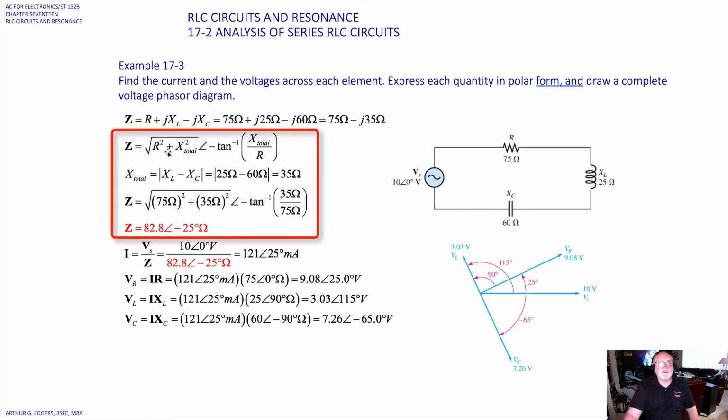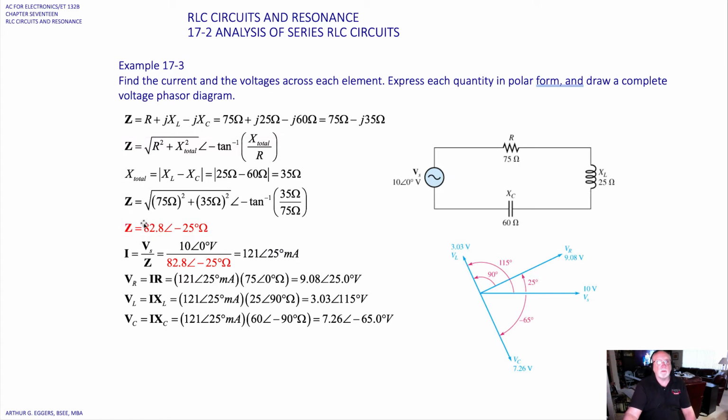So again, our next step is converting the rectangular form into the polar form. We can see then, as we have done before, we find the total reactance between the inductor and the capacitor. In this case, the difference in 25 and 60 ohms gives us an absolute value of 35 ohms. When we take those values, run them through the Pythagorean theorem and the inverse tangent, we end up with a total impedance of 82.8 ohms at an angle of minus 25 degrees in our polar form.